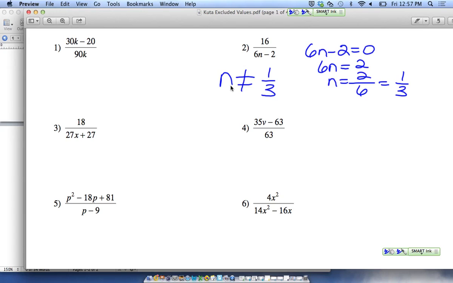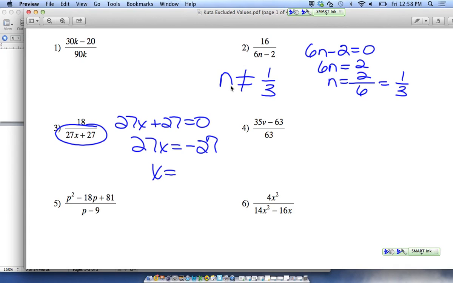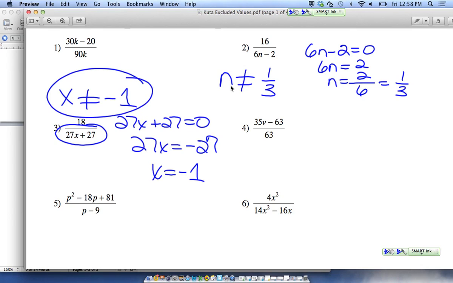So for this homework set, all I want you to do is look at the denominator and set it equal to 0, and then list the value that would make the denominator 0. List that as the excluded value. So if 27x plus 27 equals 0, that means x has a value of -1. Therefore, x is not allowed to equal -1. Number 4 has no excluded values because there are no variables in the denominator.